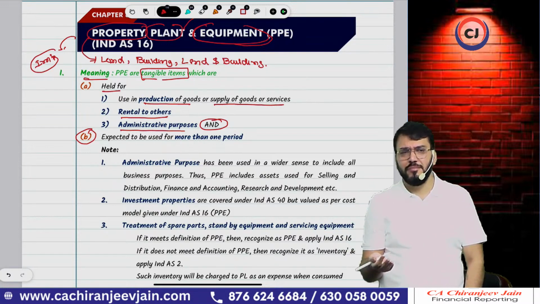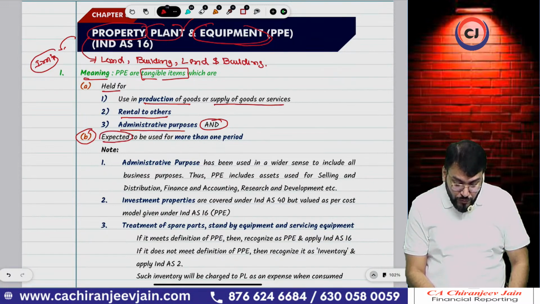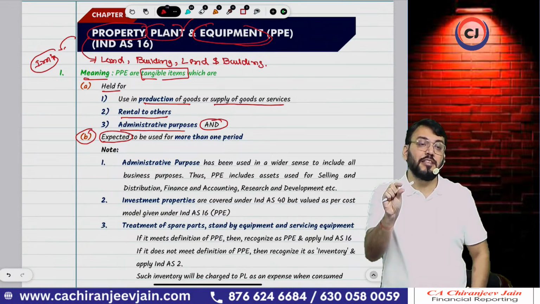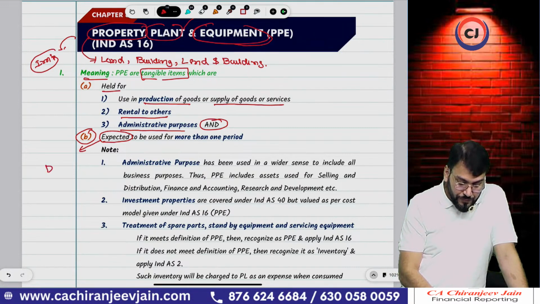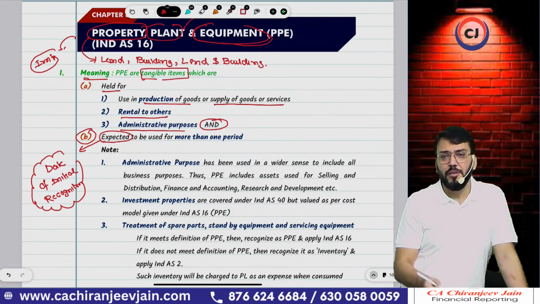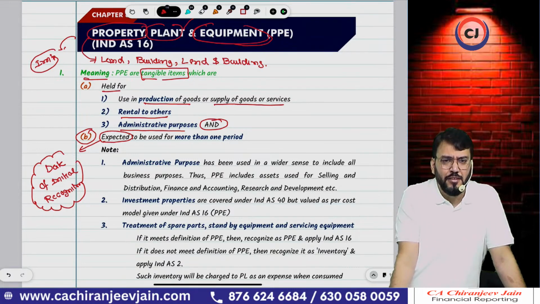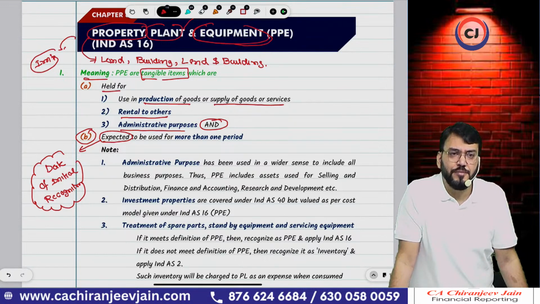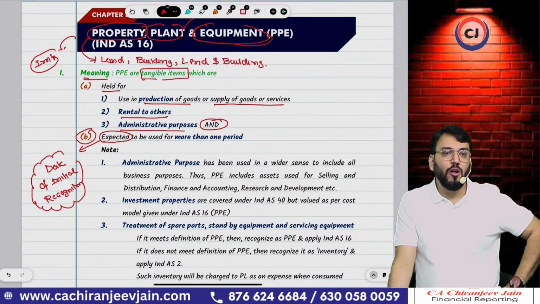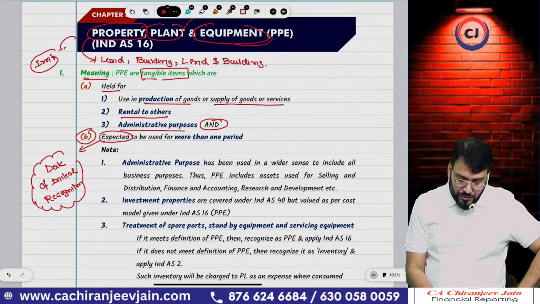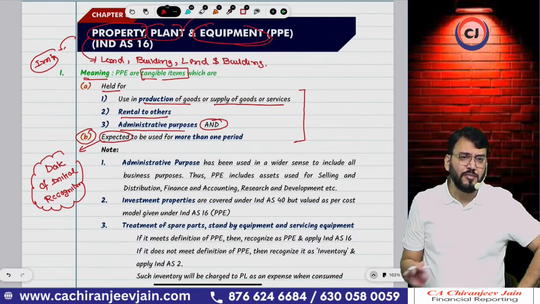Which are expected means, of course, when you are initially recognizing it, at that point of time, the expectation was that it will be used for more than one period. So expectation on the date of initial recognition. It means if you purchase any tangible item, for example, if I purchase a furniture, and our expectation is that it will not be used for more than one period, then that is not property, plant and equipment, and that will be charged to profit and loss account as an expense in that period only. I think the definition is very simple, nothing to explain much.